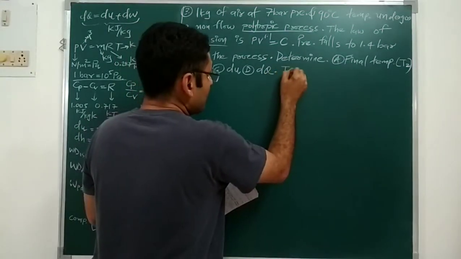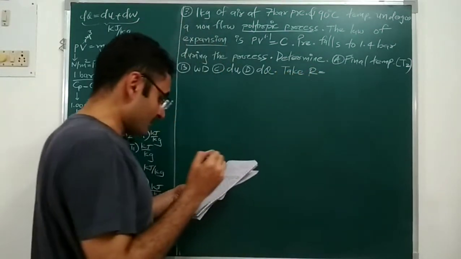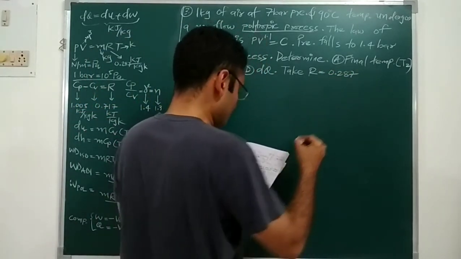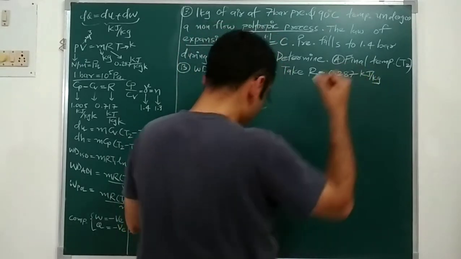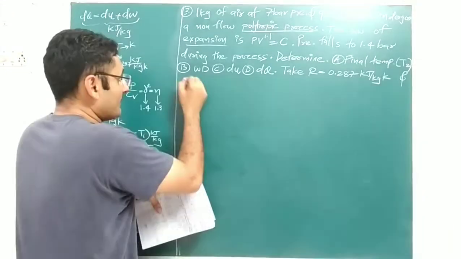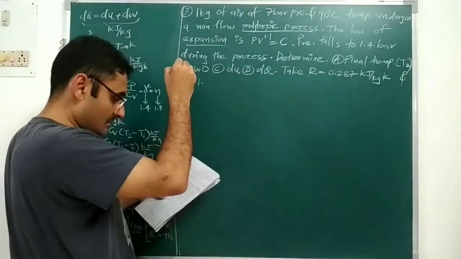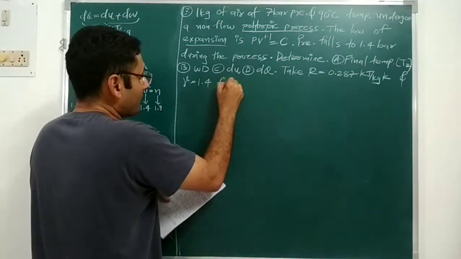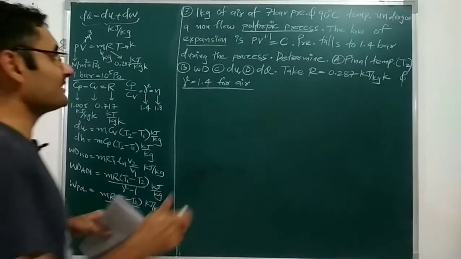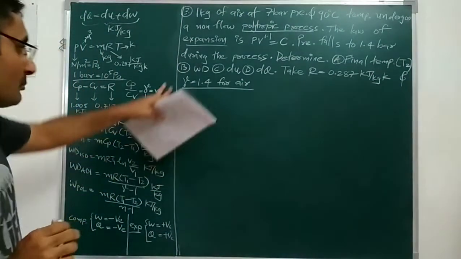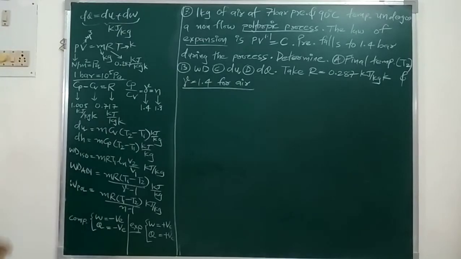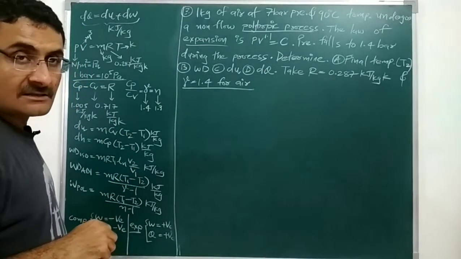Take the gas constant value as given, 0.287 kilojoule per kg Kelvin, and gamma is 1.4 for air. Now this value is given to create confusion. Gamma is not required over here. Why? Because it is a polytropic process, and for a polytropic process, instead of gamma you will write N, the polytropic index. Now, I'll start to solve this example.